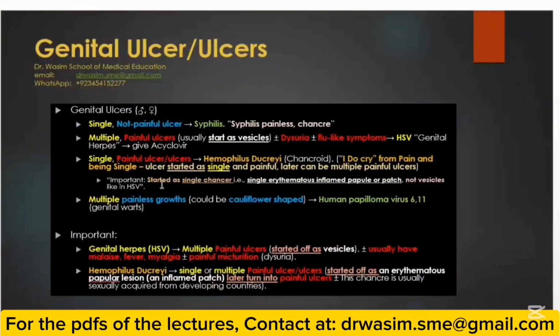This is important: in Haemophilus ducreyi, the ulcer started as single, that is a single chancre, which is a single erythematous inflamed papule or patch, but there will be no vesicles as in herpes simplex virus. If the lesions are multiple, painless, and cauliflower shaped, then this is because of human papilloma virus 6 and 11.